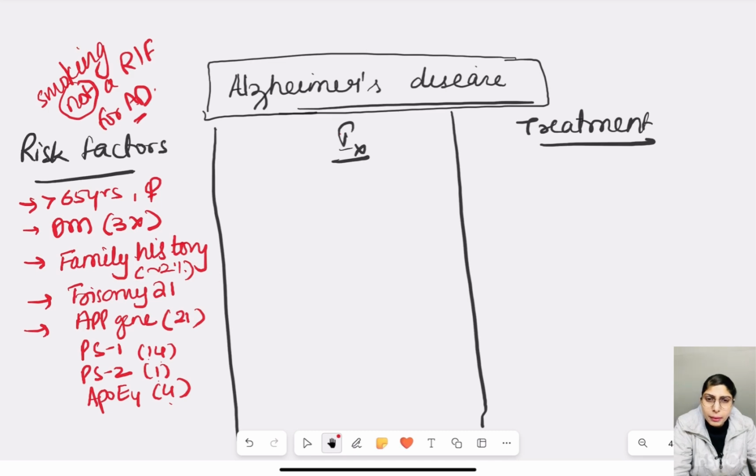This was asked 10 years back. I'm not sure if they ask it now. Did not find this question in the recent 5 to 6 years question papers. But yes, it has been asked earlier, so let's be prepared with it. So smoking is not a risk factor for Alzheimer's disease.